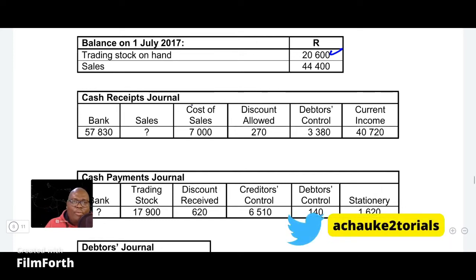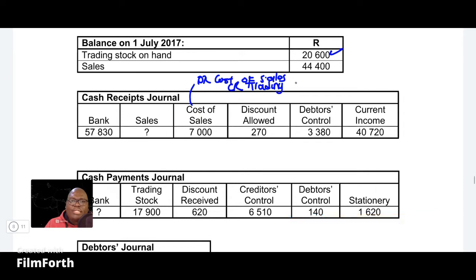Remember, when we record this, we're saying that we are debiting cost of sales. We are saying that the expenses for selling increases, right? And then we're saying that we are crediting trading stock because stock is going out of the business, so we would have trading stock being credited. So from here, we're going to go to the credit side of trading stock and have cost of sales.